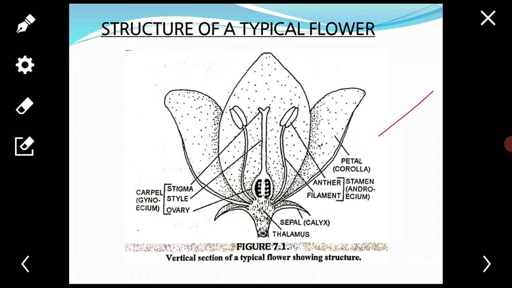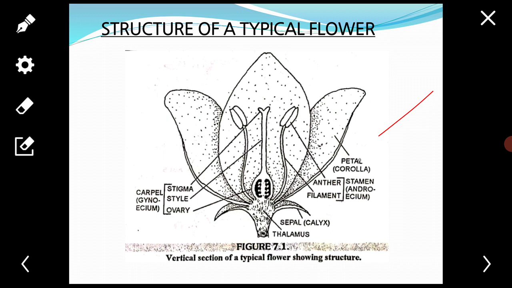A flower is a modified condensed shoot specialized to carry out sexual reproduction in the higher plants. Like a branch, it arises in the axil of a small leaf-like structure called bract.